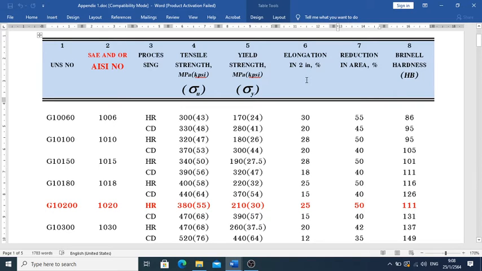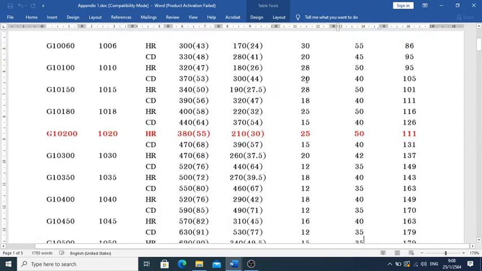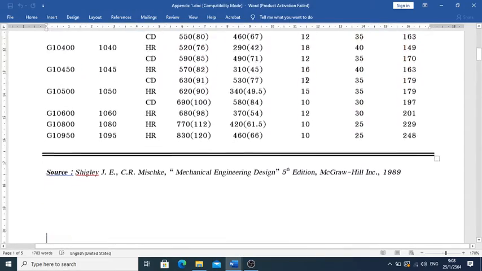Most of the steel in Thailand is this kind of steel. That's what is popular. This kind of steel is employed a lot in Thailand.